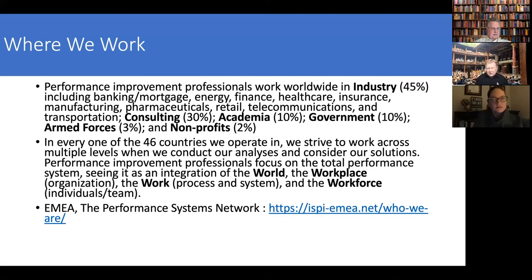So that gives you a foundation: people work in industry, but also finance, healthcare, insurance, manufacturing, pharmaceutical, all across the organization. And they were in 46 different countries. At the bottom I talked about the EMEA conference. EMEA is the Performance System Network. They put on a conference every year, someplace in the world, and they talk about where they're using the performance improvement approaches. So if you want to go to an interesting website, go to the EMEA website. EMEA is Europe, Middle East, and Africa, and these are the countries they focus on.